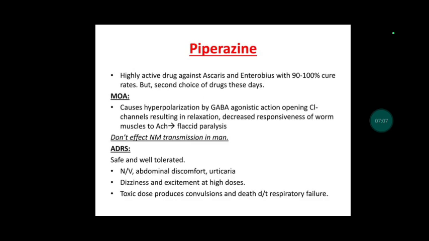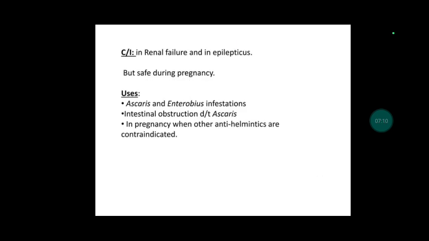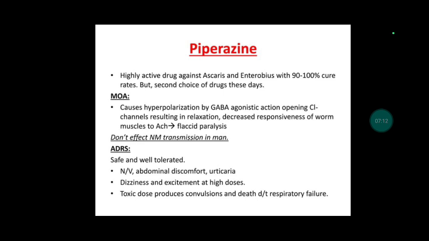Now next we'll see the piperazine. So piperazine is a highly effective drug against ascaris and enterobius with 90 to 100% cure rates. Okay, but second choice of drug these days. Now what is the mode of action? So it causes hyperpolarization by GABA agonist action at open chloride channels, resulting in relaxation, decreased responsiveness of the worm's muscle to acetylcholine. So it basically causes flaccid paralysis.